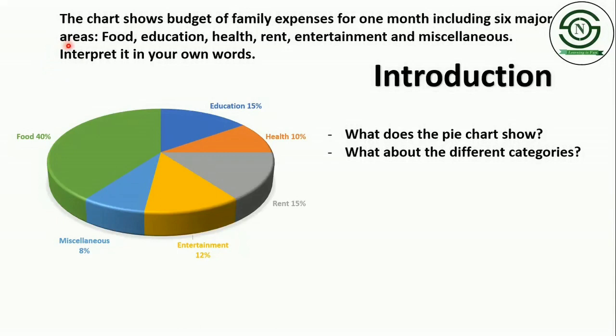And what about the different categories? You can see there are altogether 6 categories: food, education, health, rent, entertainment, and miscellaneous. This is exactly what you are going to write in your introduction.